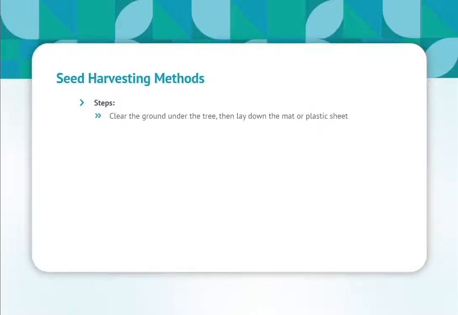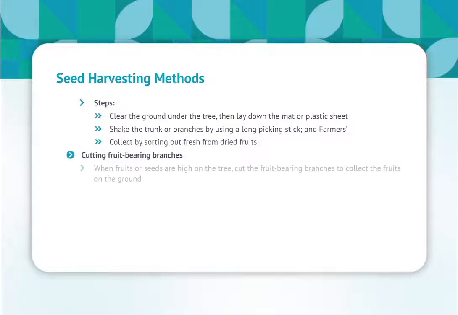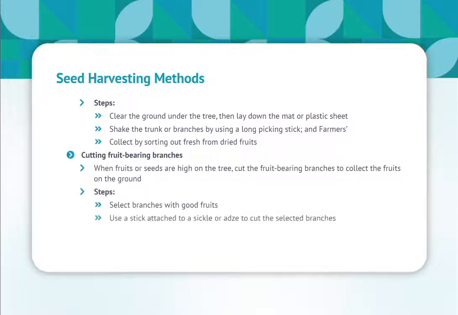Steps. Clear the ground under the tree, then lay down the mat or plastic sheet. Shake the trunk or branches by using a long picking stick, and farmers collect by sorting out fresh from dried fruits.